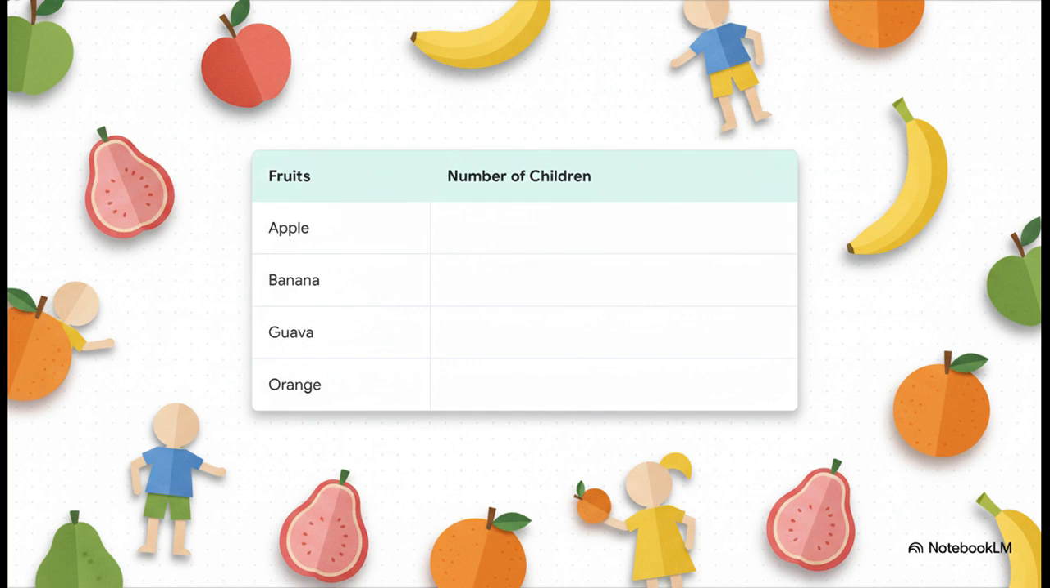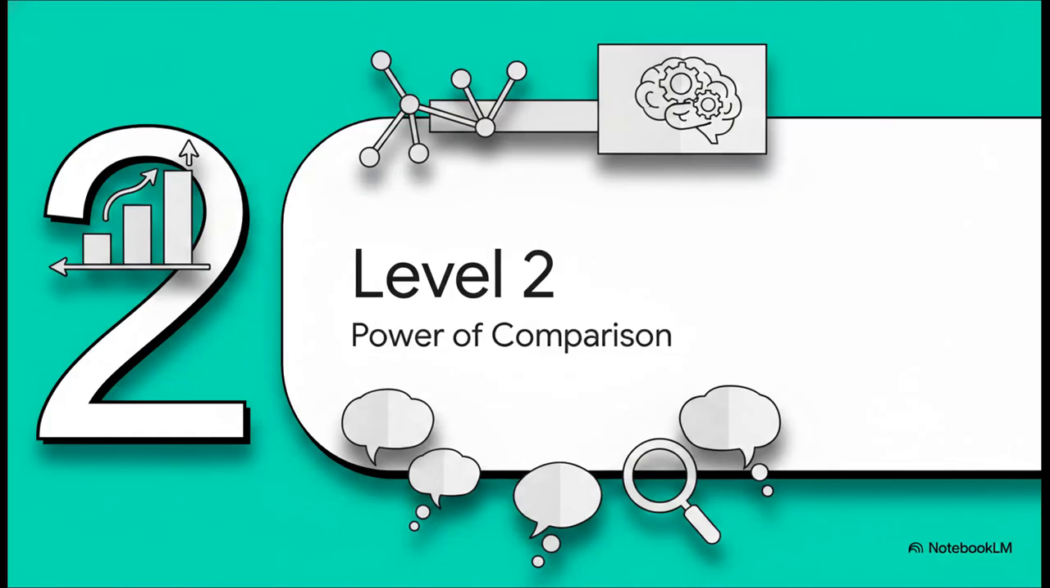At this stage, the student is simply counting and logging what they see on the page. There is no heavy lifting yet. They're just building their foundational confidence, learning that the real world can actually be captured and organized into neat little boxes. Which brings us right to Level 2, the power of comparison.